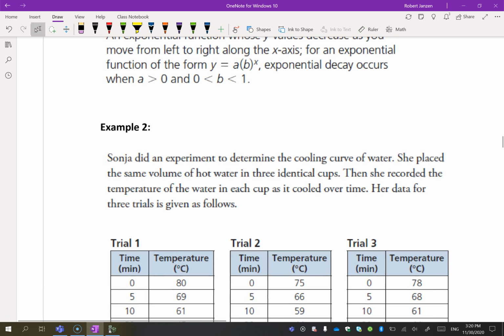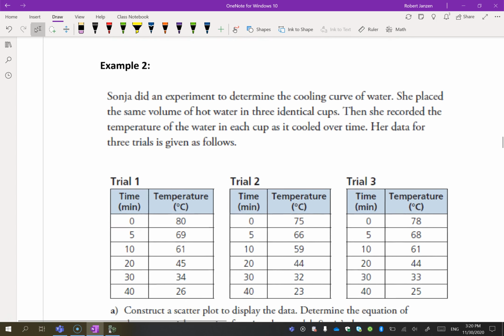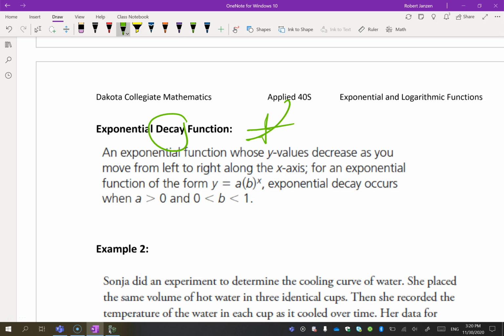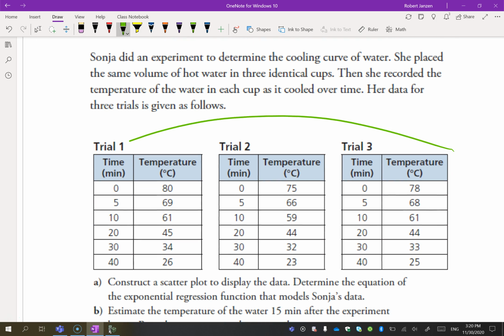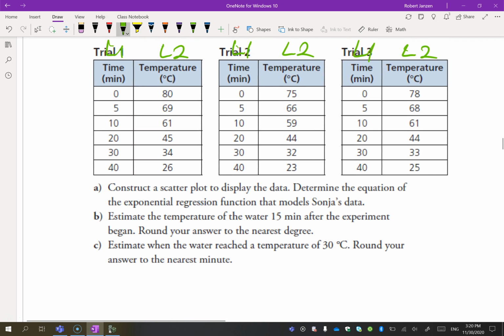I'm going to give you a few minutes to try the same type of question, but this one is a decay. Now the last one said growth. Growth meant it's going up like that. A decay means we're having an equation like this. And it says trial 1, trial 2, trial 3. Put this all into the same scatter plot. So we're going to call this L1 and this is L2. I'd like you to pause this video and see if you can put this all in the calculator and answer these questions.